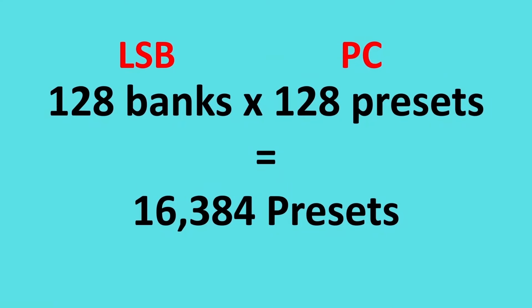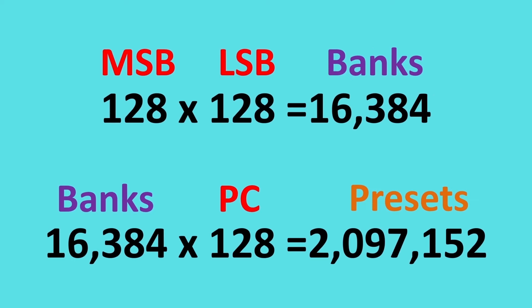Adding an LSB message allows access to 128 banks, each containing 128 presets, so 16,384 presets in total. Adding an MSB message multiplies the bank options by another 128, giving 16,384 banks, each containing 128 presets, meaning over 2 million presets could be accessed. Now, there aren't any synths out there with 2 million presets, but different synths use the MSB, LSB, and PC values in different ways in order to store them.